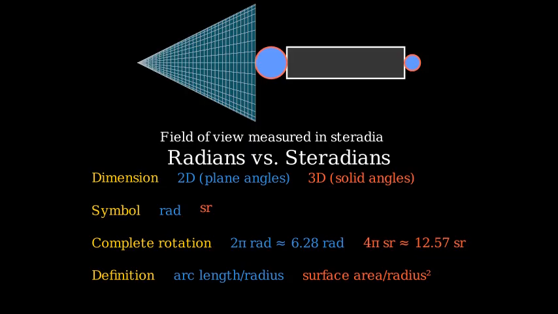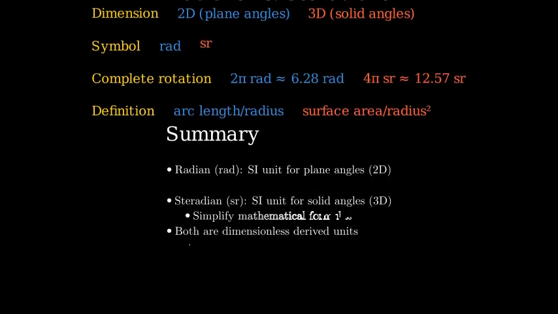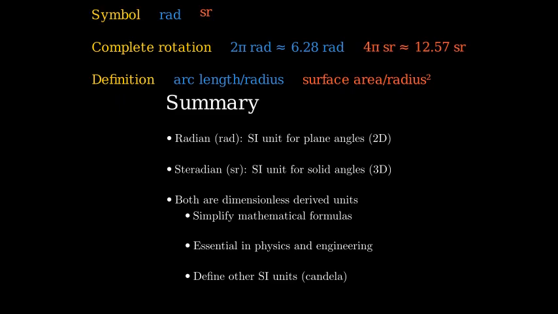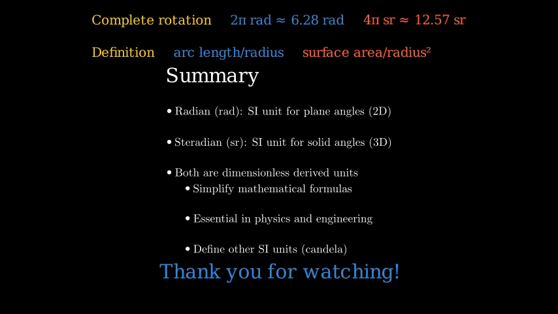Radians are defined as the ratio of arc length to radius, while steradians are defined as the ratio of surface area to radius squared. To summarize what we've learned, radians and steradians are the SI units for measuring angles in 2 and 3 dimensions. They're both dimensionless units that make mathematical formulas more elegant and are essential in many scientific and engineering applications.